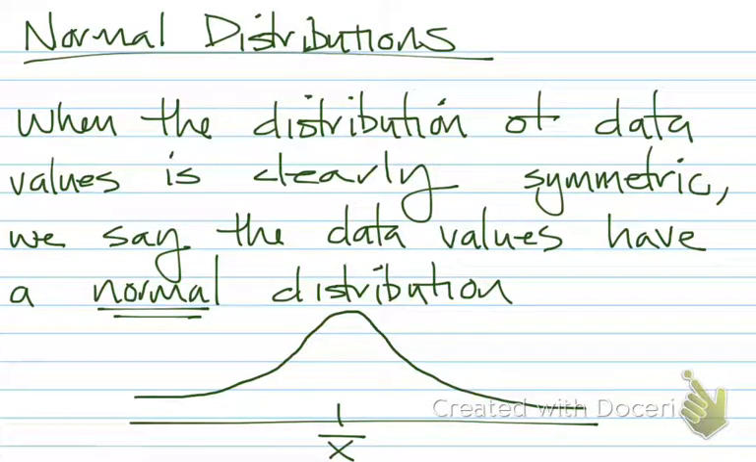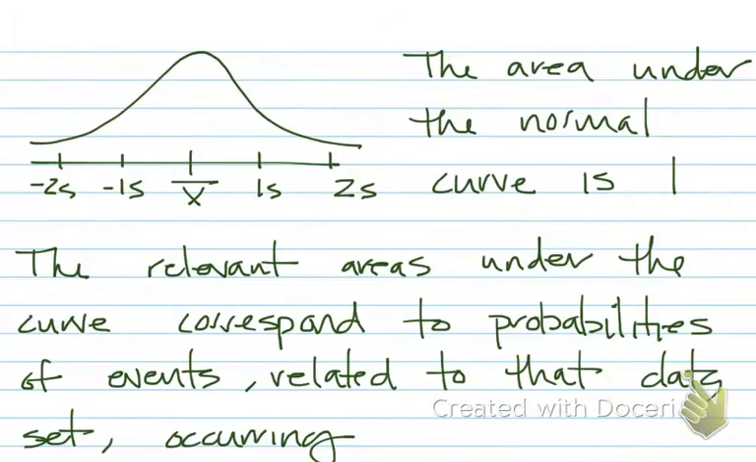In this lesson, we're looking at normal distributions. When the distribution of data values is clearly symmetric, we say that the data values have a normal distribution. So one of the main things that we do with data values that are normally distributed is make predictions about the probabilities of some event happening as it relates to those data values.